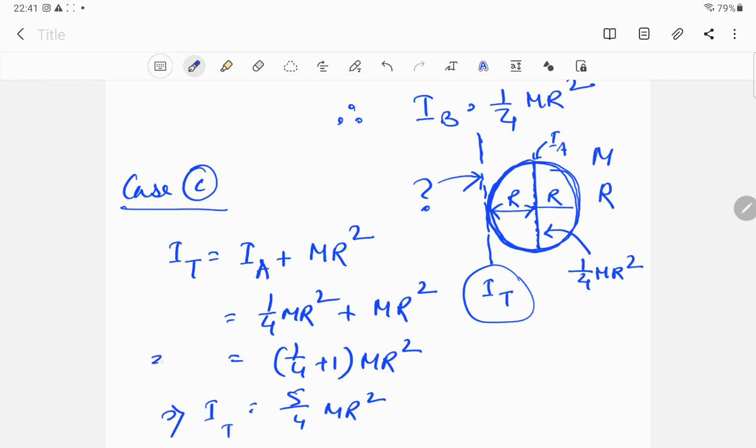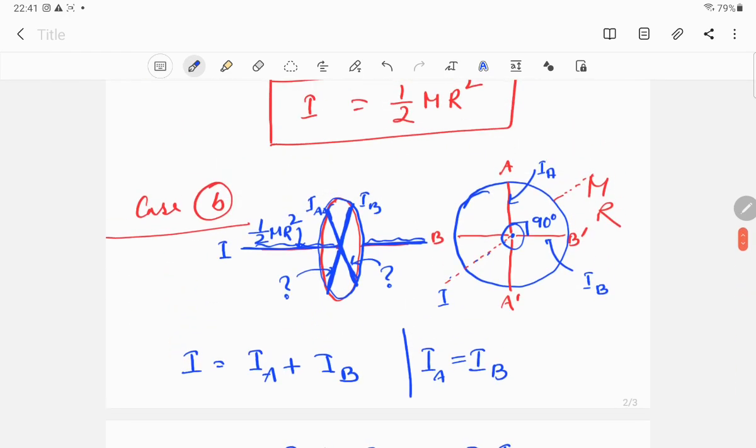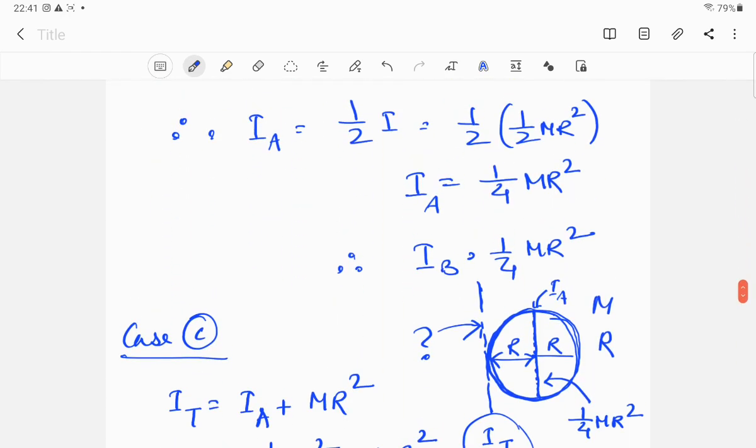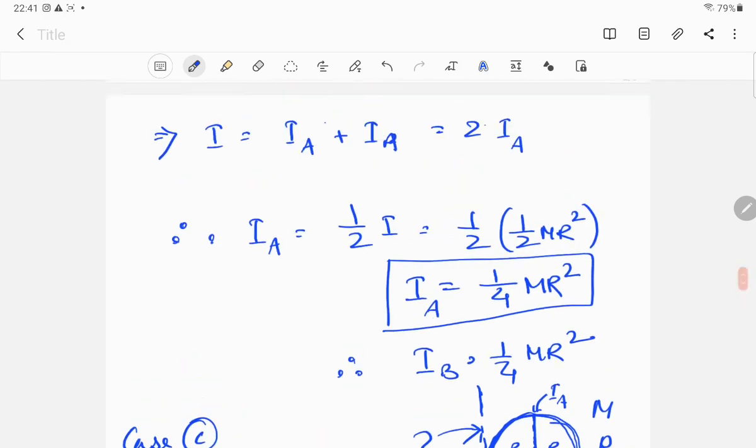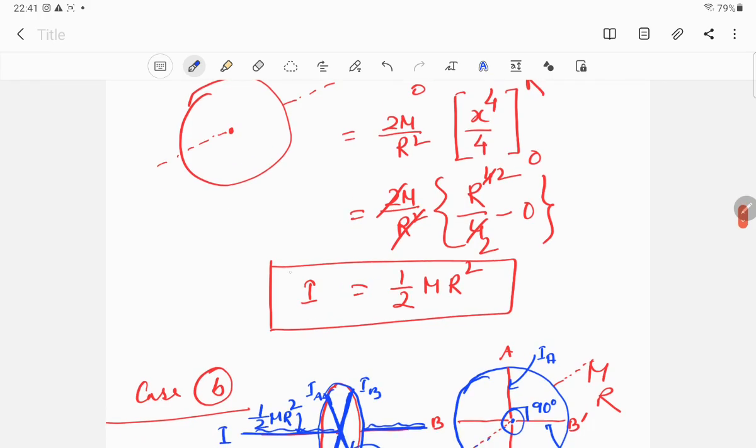So this is the moment of inertia of the circular disc about the tangent. So we have three expressions like this. This one is the first. Then we had this also, about the diameter, and this one is about an axis passing through its center and perpendicular to its plane.